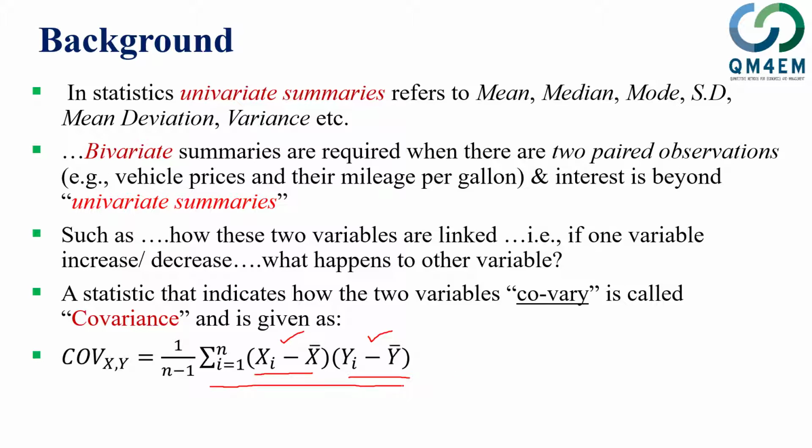So the covariance is calculated by multiplying the two mean deviations of the two variables for which we want to calculate this covariance, and we sum this product and we divide it by n minus 1. Now once you have data on two variables and you want to see how they covary, you may calculate covariance using this formula, and this formula ultimately results in a single value.